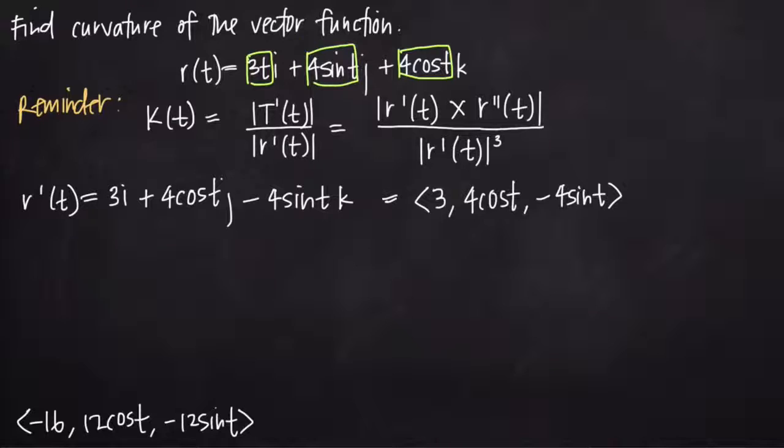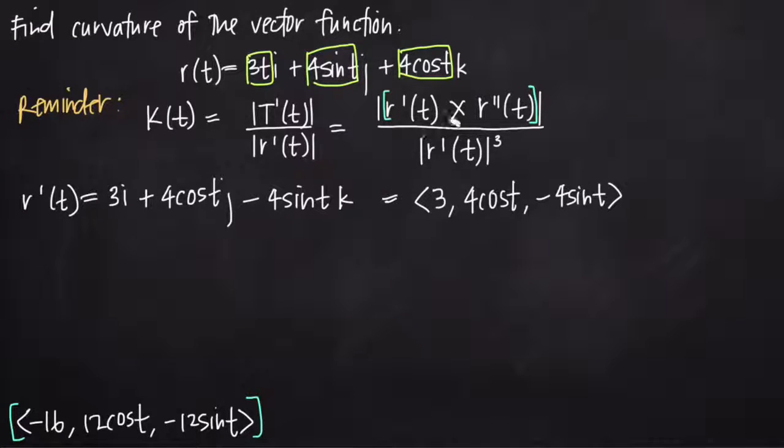Now remember that these components here that we just found are for the cross product of r prime of t and r double prime of t. So we have the vector, which is the cross product of these two derivatives. Now we just need to take the magnitude of that cross product that we just found. So what we're looking at now is trying to find the entire numerator.